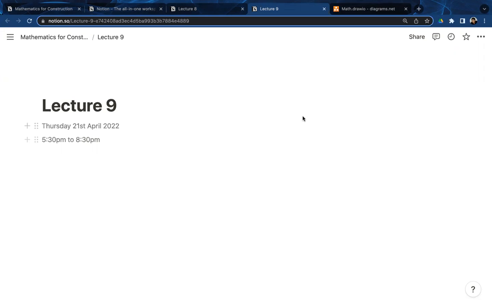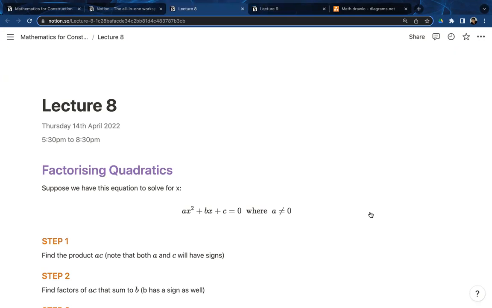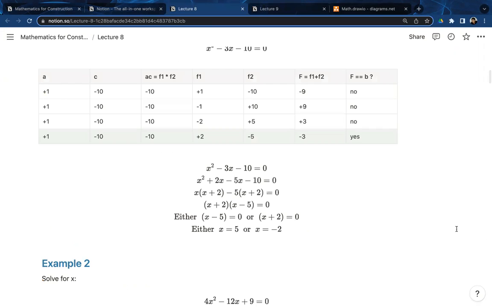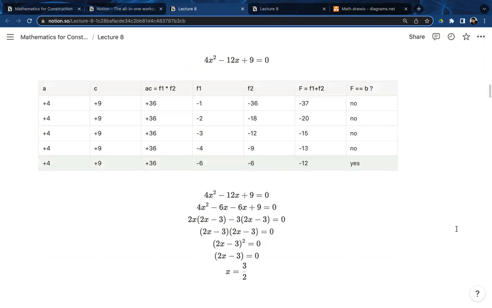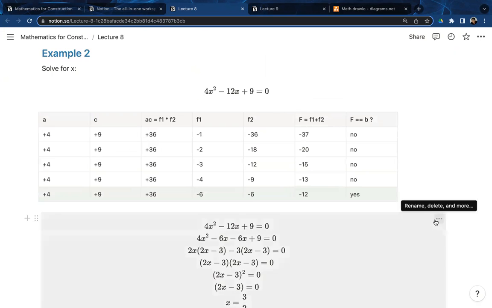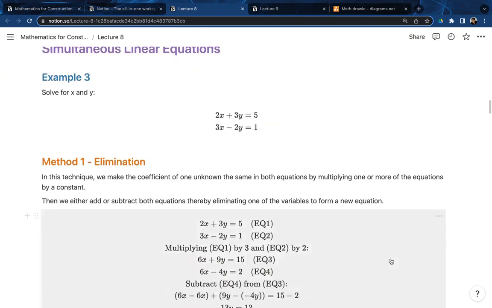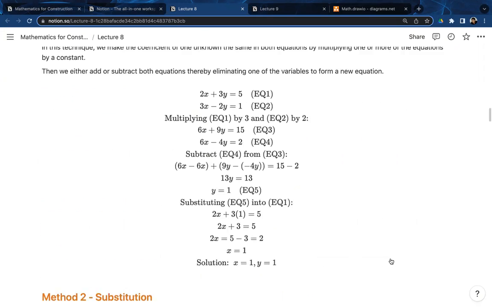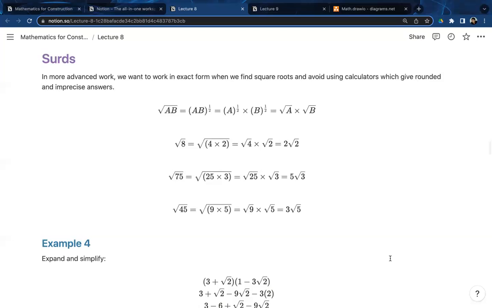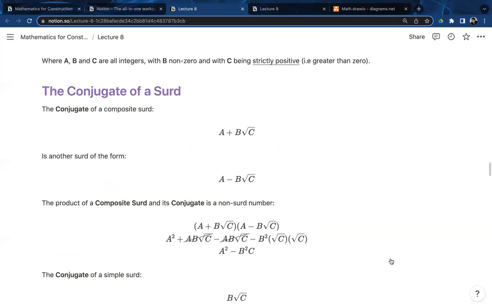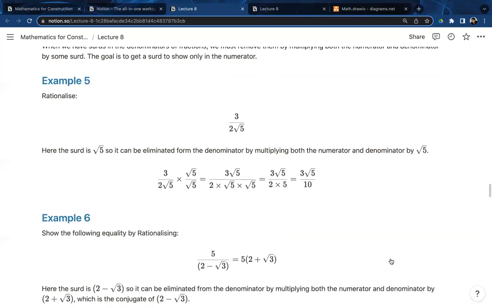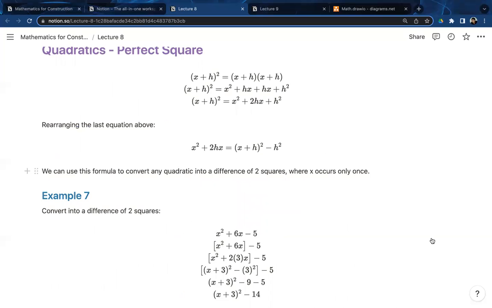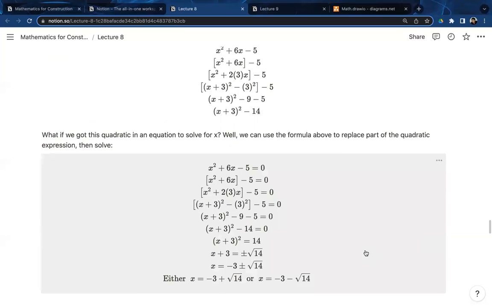This is lecture 9. We covered last class pretty much everything you need to know about quadratics in terms of algebra, right? How to factorize, we use the tabular method here. We talk about simultaneous equations. These are the linear ones, right? With two unknowns. We talked about surds, how to compose complex surds and conjugate surds, how to rationalize when you have a surd in the denominator. We talked about perfect squares and what completing the square is.